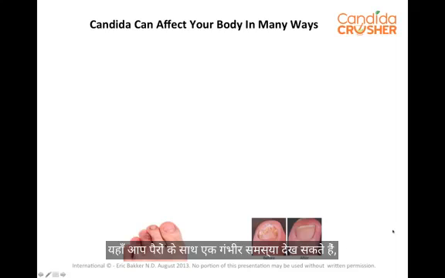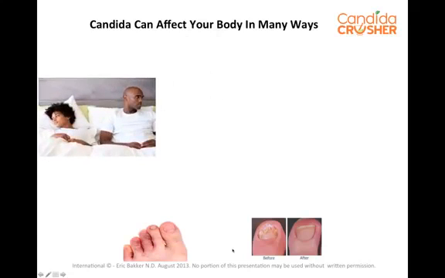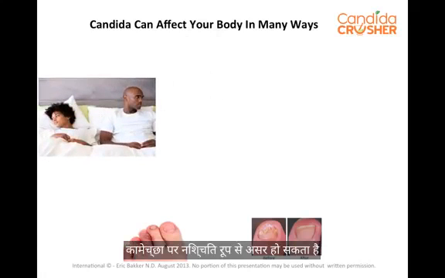Here you can see a typical concern with the feet, athlete's foot, very common with people. And toenails can look quite distorted and quite terrible. Libido can, of course, be affected because when a woman has vaginal thrush or a guy has jock itch, it can really undermine the ability for people to be intimate in their relationships.